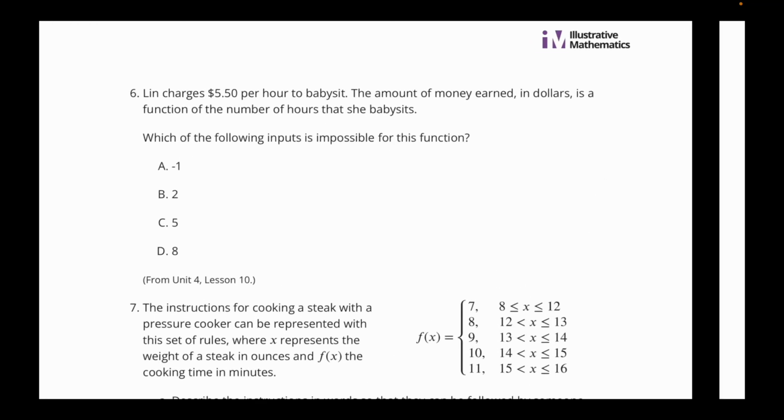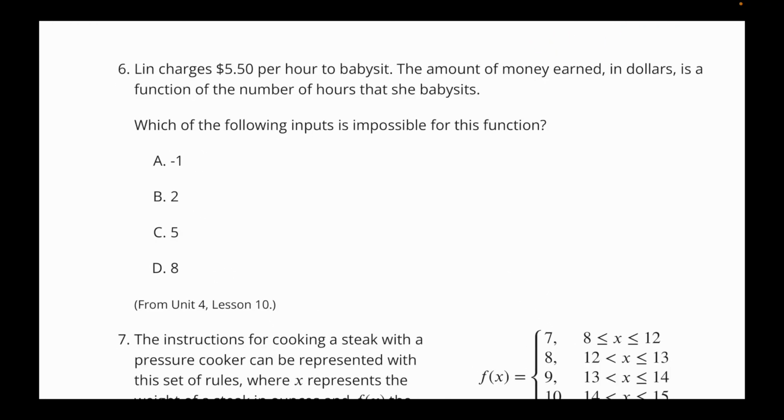So Lynn charges $5.50 per hour to babysit, and the amount of money earned in dollars is a function of the number of hours that she babysits. So, which of the following inputs is impossible?